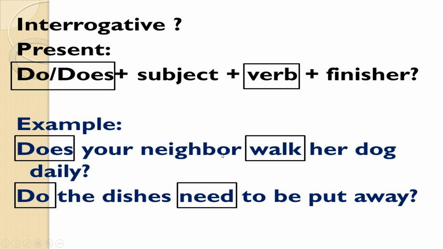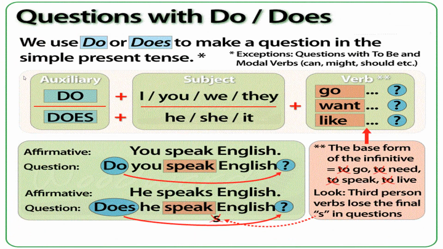Like, does your neighbor walk her dog daily? Children, your neighbor, it is singular, so we have used here does. So does your neighbor walk her dog daily? And walk, it will go in root form of verb. Now, do the dishes need to be put away? Dishes, children, it is plural, so we have used here do. And we use the root form of verb, so we have used here need. Now, questions with do or does. Let's see more examples. We use do or does to make a question in simple present tense.